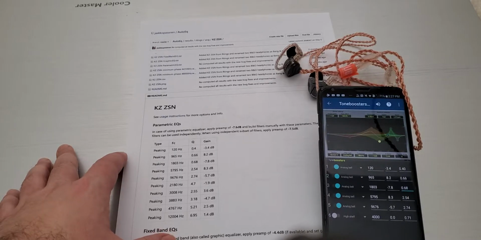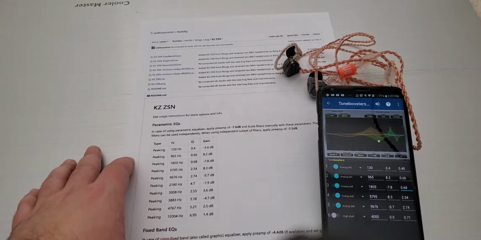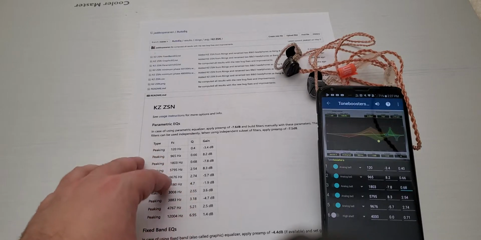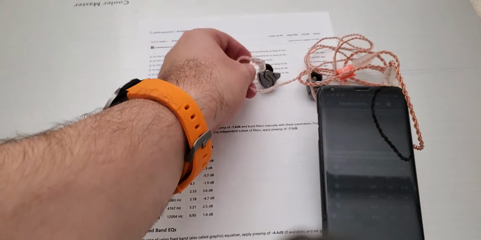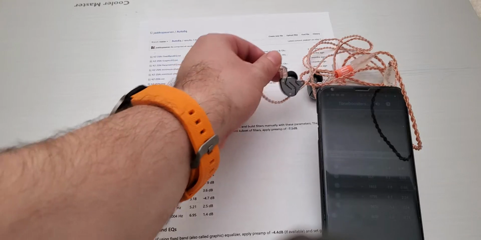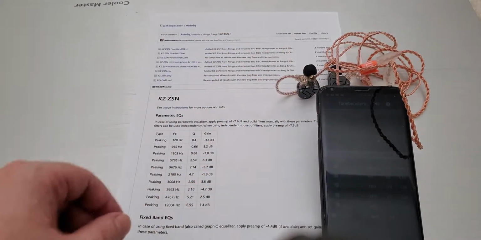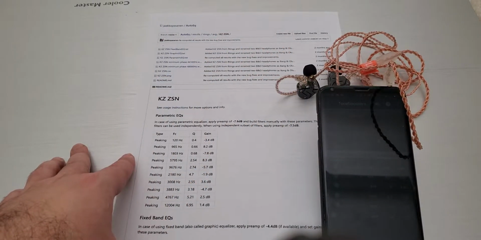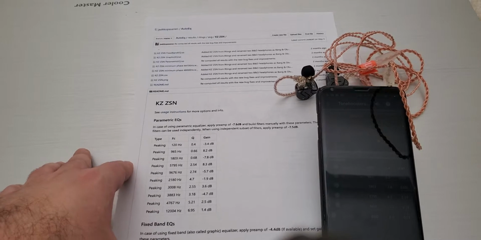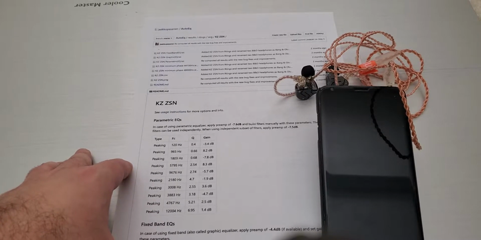Hey guys, welcome back. Today we're going to spend a few more words on the KZ ZSNs, the originals, these guys. This is sort of part two of revisiting these guys. A couple weeks ago, someone asked a question on Reddit whether I had used the KZ ZSN AutoEQ settings. And I had not, so I went and researched it.